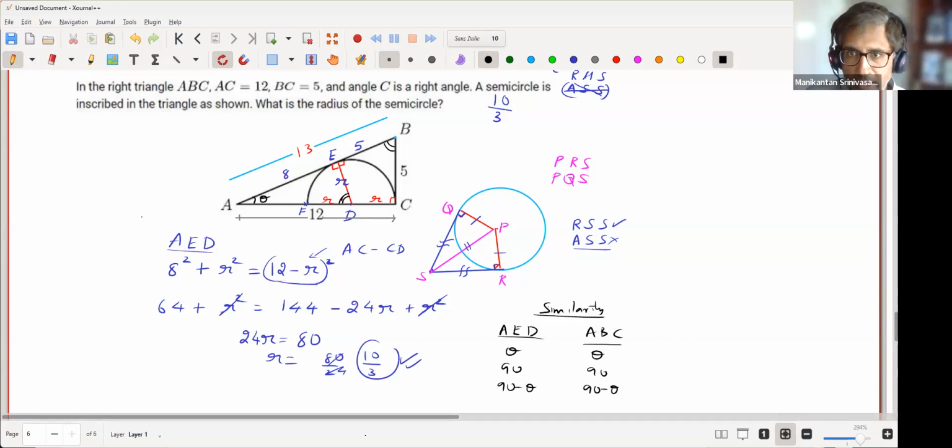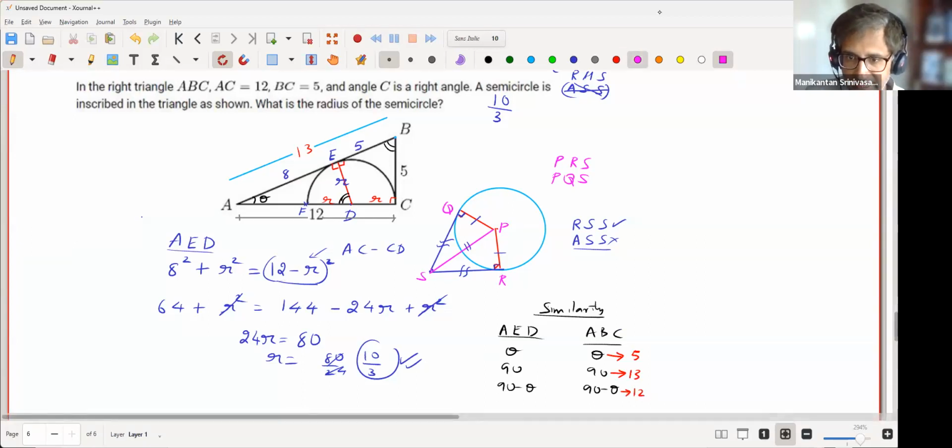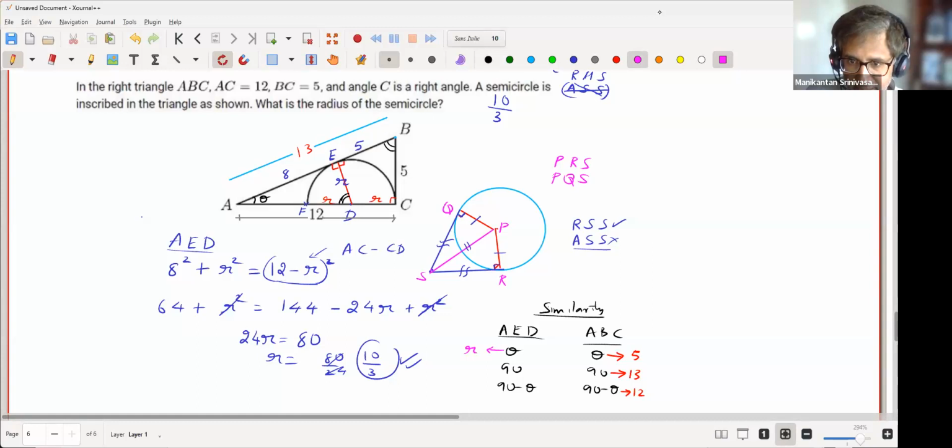What Arnav has done. Now he knows in the big triangle ABC, let's put the corresponding sides: the one opposite to theta in the big triangle is 5. The one opposite to 90 is 13. The one opposite to 90 minus theta is 12. Now in the small triangle, which is AED, the one opposite to theta is the R that we are seeking. The one opposite to 90 is the 12 minus R. The one opposite to 90 minus theta is the 8.